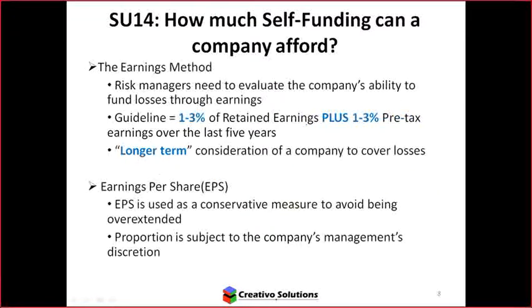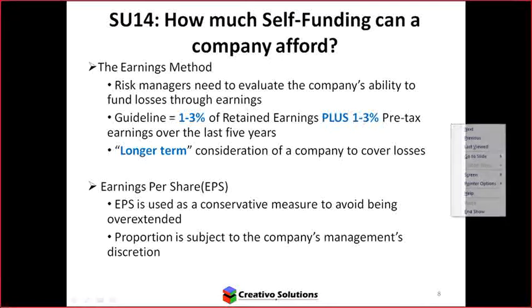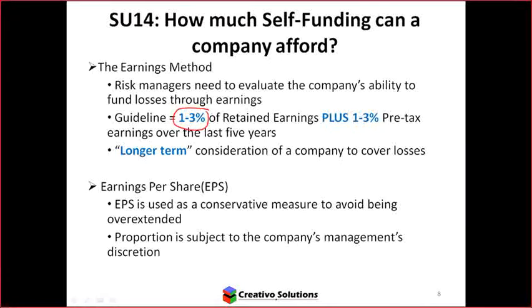Make sense? Yes. Okay. Next bit, earnings method and EPS. These are the two. Again, we've got a guideline here. In terms of earnings, what should a company be comfortable with in terms of self-funding losses? Well, 1 to 3% of retained earnings plus 1 to 3% of the pre-tax earnings over the last 5 years. That should be the guideline that you should be using when establishing how much a company should be self-funding.